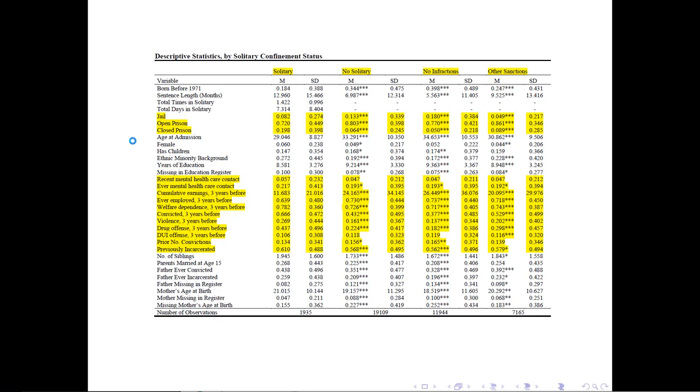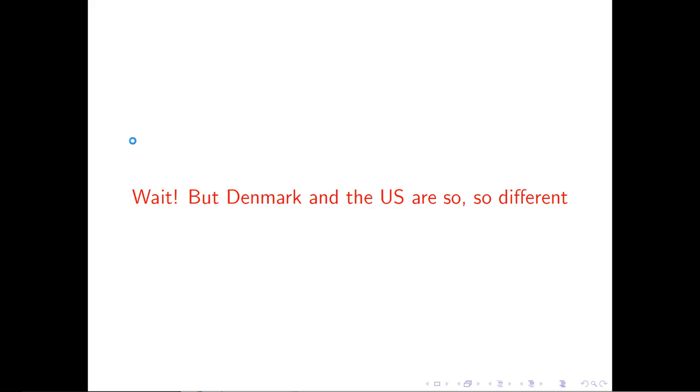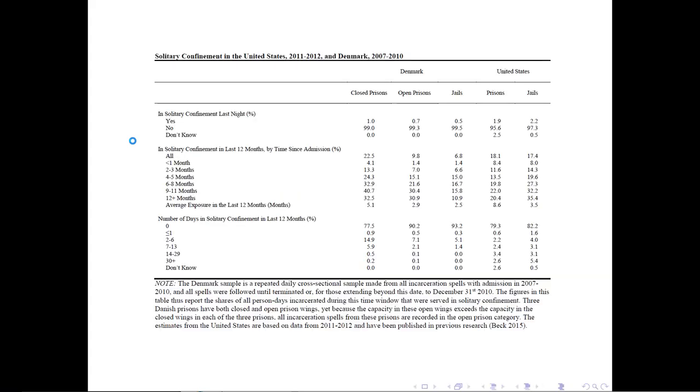Okay, other questions? Okay, but Denmark and the US are super, super, super different, right? And you're all polite enough to not say that to this point, which I appreciate. But I think one of the things that's pretty interesting is that the Danish closed prisons and the US state prisons actually seem to function in pretty similar ways when it comes to solitary confinement, with one core exception. The core exception is the average length of stay in solitary confinement in the US is exponentially longer.